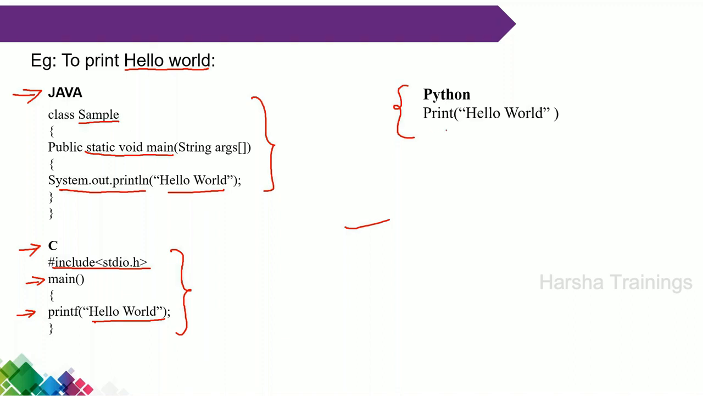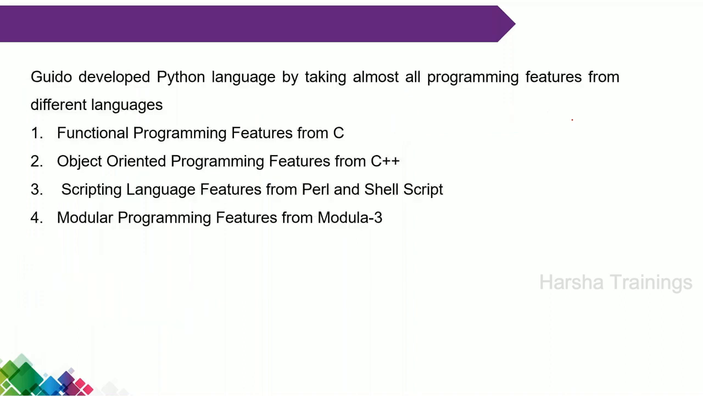But coming to Python, simply one single statement, print hello world, and the message is displayed. Now you got the difference. Even for a single message we are reducing the number of lines. That is the main advantage of using Python: we are reducing the number of lines of code.